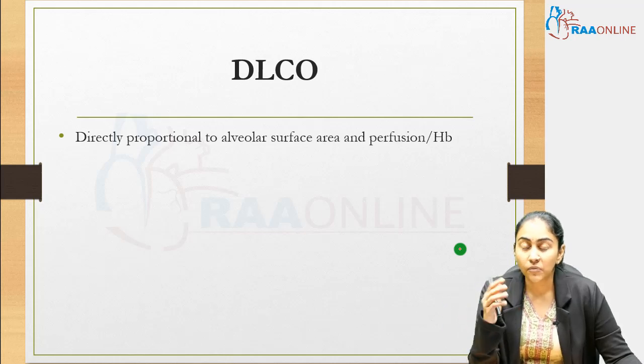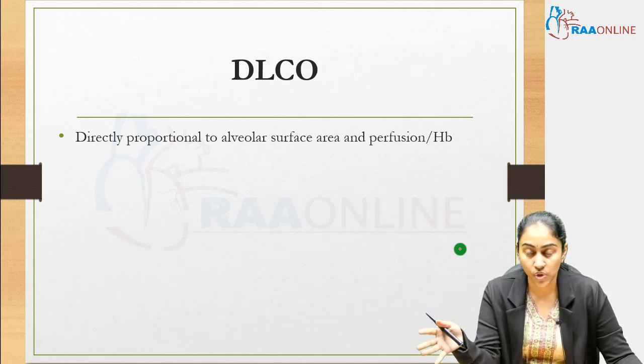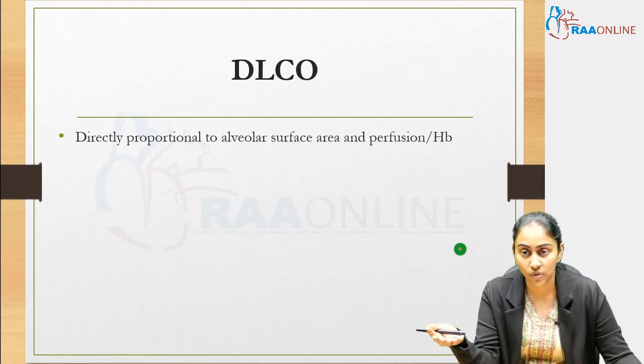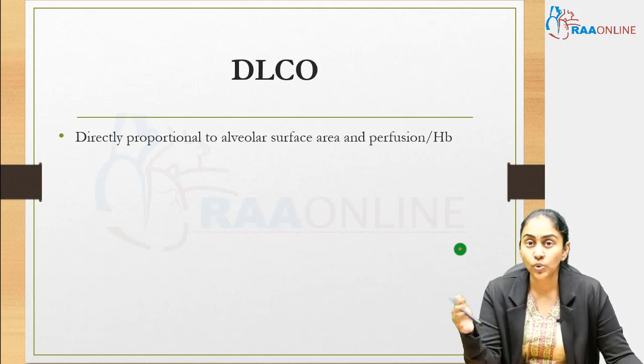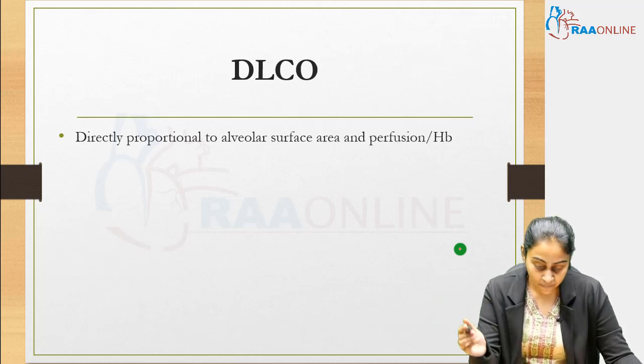We are using the DLCO to look at the alveolar capillary membrane characteristics, how good the diffusion is. Therefore, it's going to be directly proportional to the surface area, right? The more the surface area, the more the diffusion, and it is also proportional to the perfusion and the hemoglobin. The blood supply to the alveoli also has to be intact.